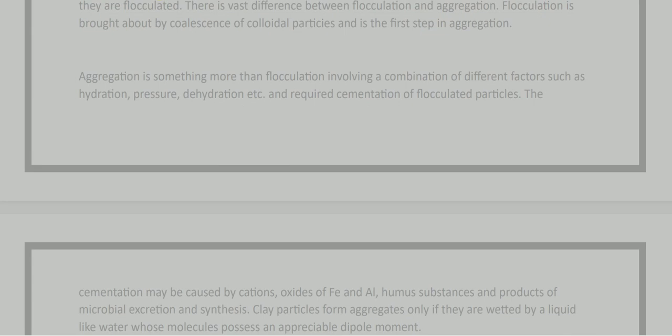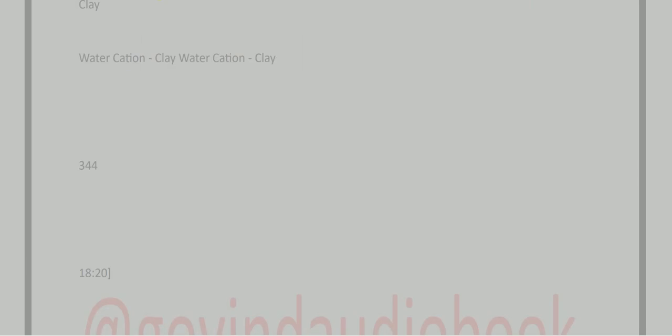There is a vast difference between flocculation and aggregation. Flocculation is brought about by coalescence of colloidal particles and is the first step in aggregation. Aggregation is something more than flocculation, involving a combination of different factors such as hydration, pressure, dehydration, etc. and requires cementation of flocculated particles. The cementation may be caused by cations, oxides of Fe and Al, humus substances and products of microbial excretion and synthesis. Clay particles form aggregates only if they are wetted by a liquid like water, whose molecules possess an appreciable dipole moment. Clay-water-cation, clay-water-cation, clay.